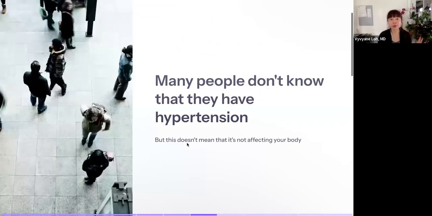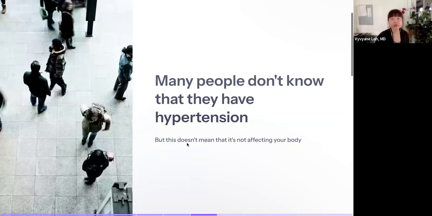The most important thing for you to remember is that many, many people don't have any symptoms when they have hypertension. So they're not even aware what's going on in their bodies. They're not even aware that they have high blood pressure because they just go about their day feeling normal. But this doesn't mean it's not impacting your body. This doesn't mean it's not causing any damage in your body.